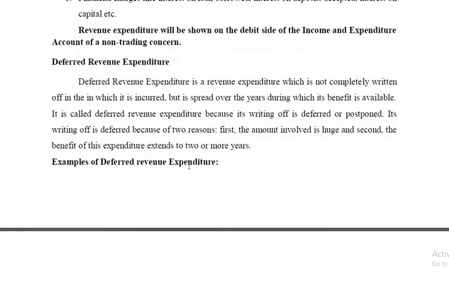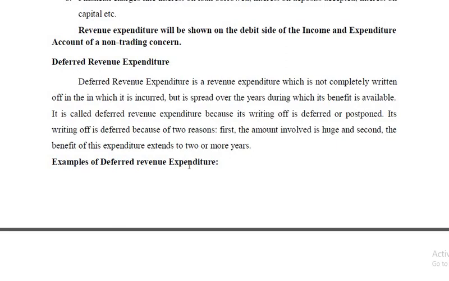Next, deferred revenue expenditure. Defer means postponing. Postponing what? Postponing of writing off the cost of the asset. So what do you mean by deferred revenue expenditure then? It's a revenue expenditure. When you look at that, that appears to be revenue expenditure, but which is not completely written off in the year in which it is incurred. It is spread over the years during which its benefit is available.